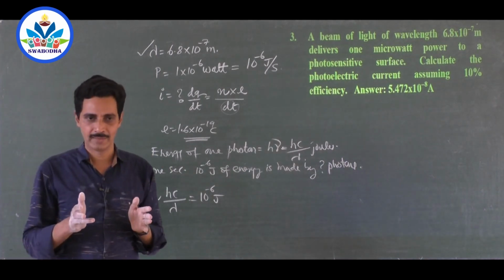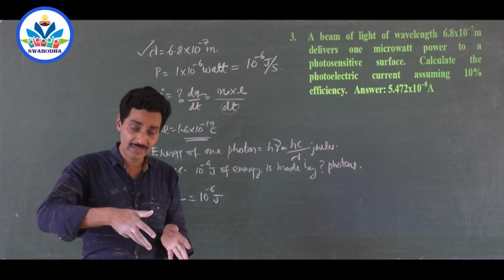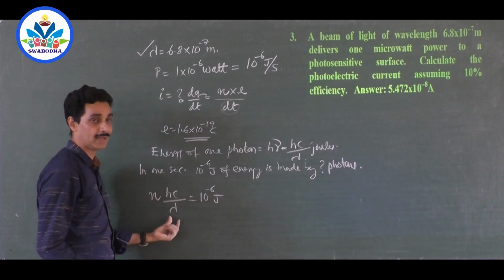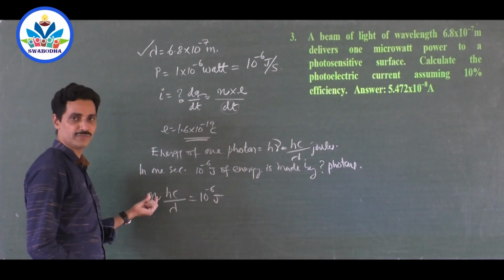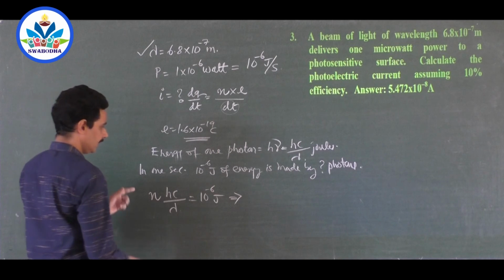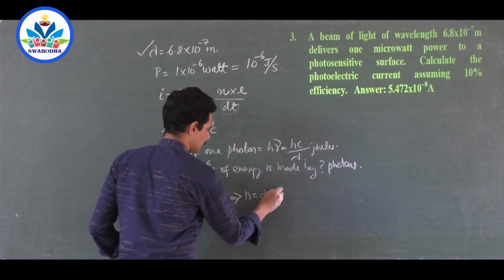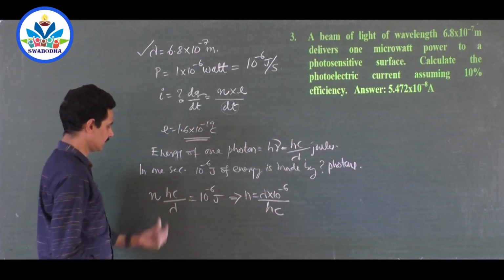Beam power is given. That means how many joules of energy it is delivering. And that total joules of energy is delivered by all the photons. How many? N. So each photon, hc by lambda. N hc by lambda should be equal to 10 to the power minus 6 joules. Let us find out how many photons are falling. That implies N is equal to lambda into 10 to the power minus 6 by hc. Correct? Yeah, lambda into 10 to the power minus 6 by hc.